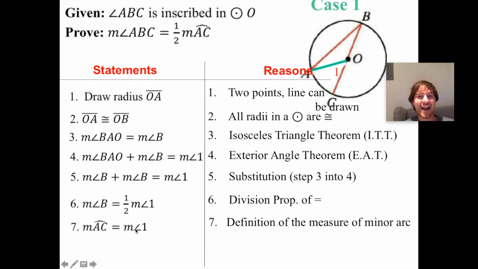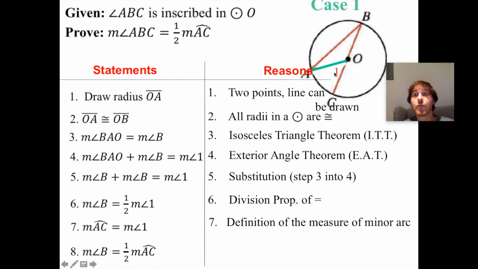All right, anyways, now I got this. Let's see here. Don't need to belabor this anymore. We got the measure of arc AC. That's what I'm trying to get here. But I also have 1/2 times the measure of angle 1. What do I got to do? I simply got to take this measure of arc AC and replace what it's equal to, the measure of angle 1, up here in step 6. And there we go. We finished the proof.